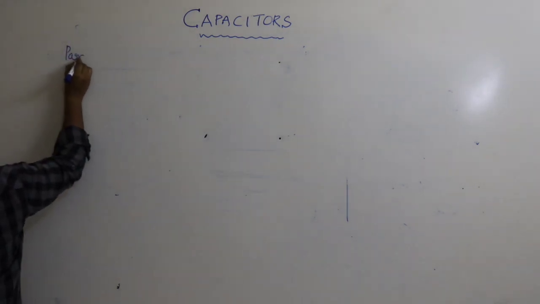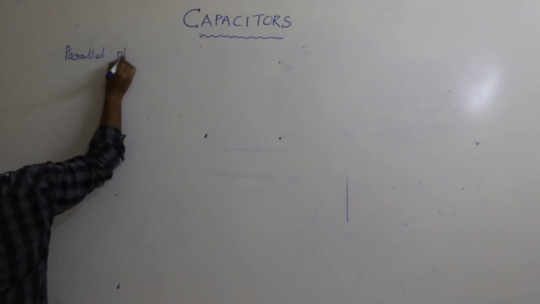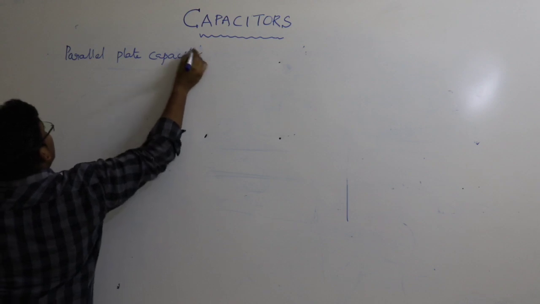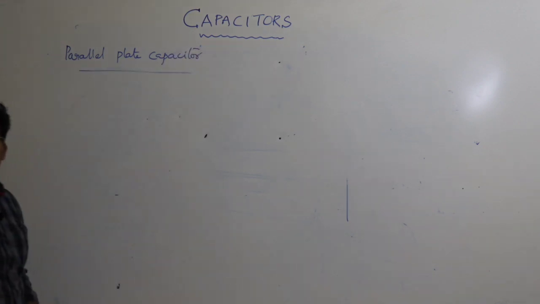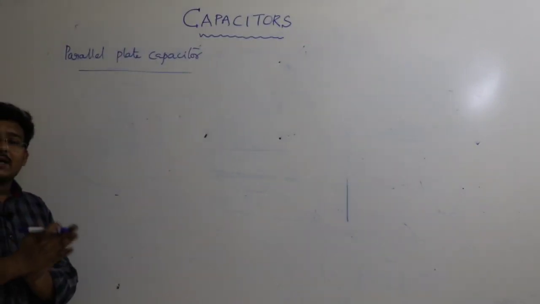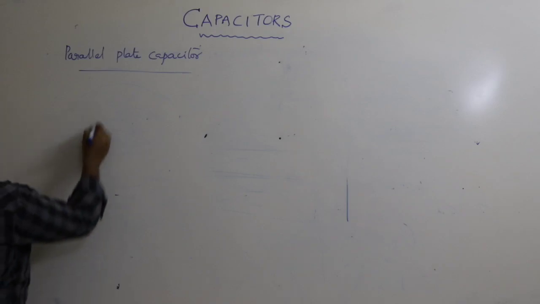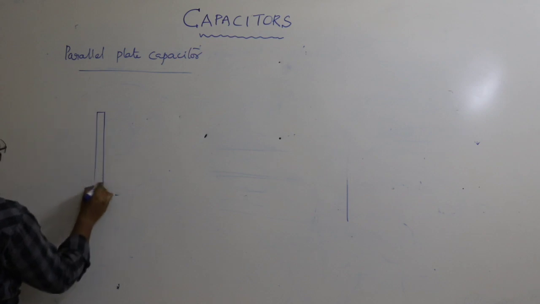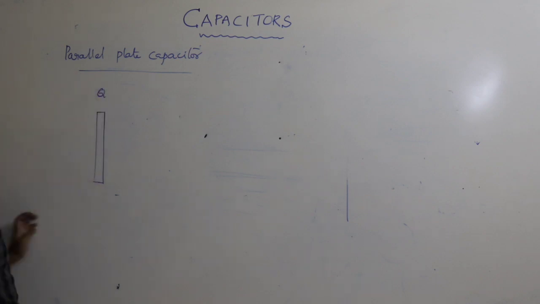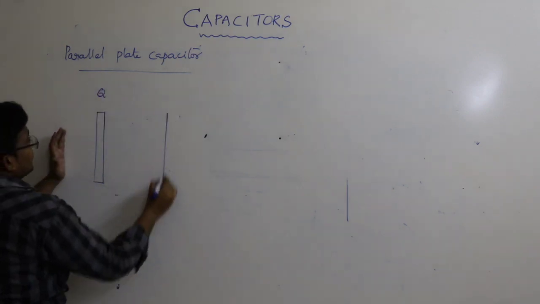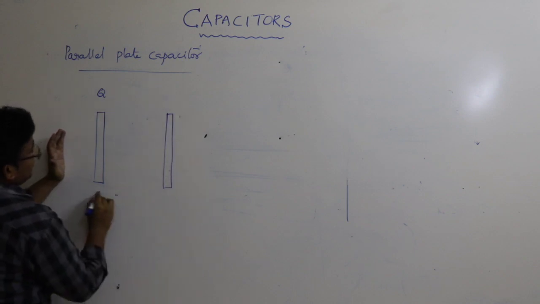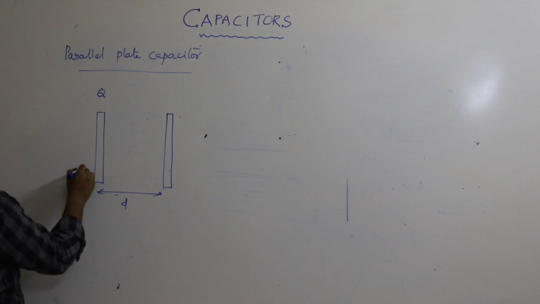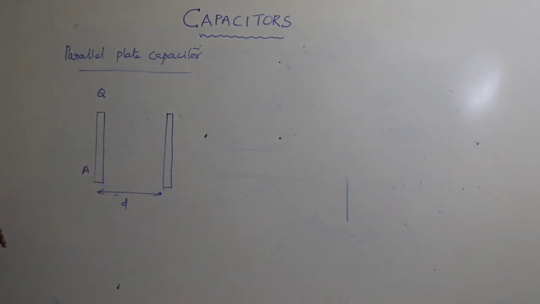Parallel plate capacitor. So what is a parallel plate capacitor? Two conducting plates are taken. First, this is one plate and this is another plate, whose distance of separation is d, and the area of the surface is A.